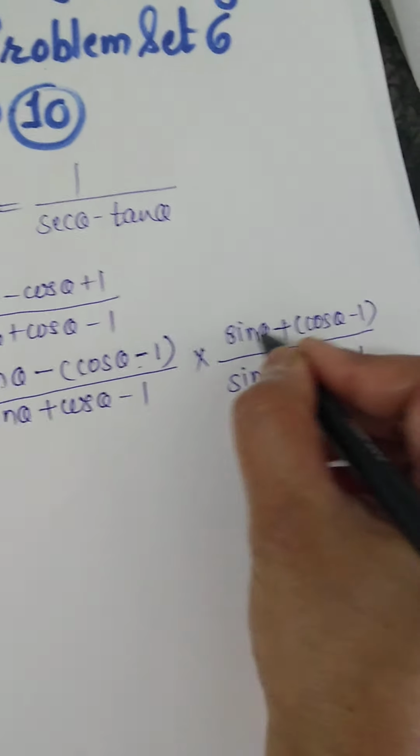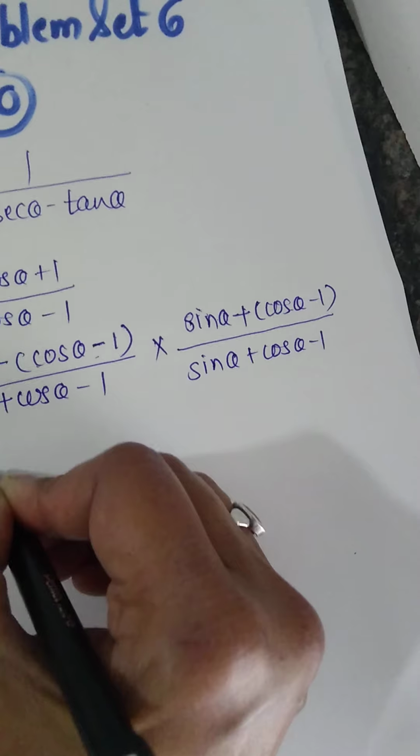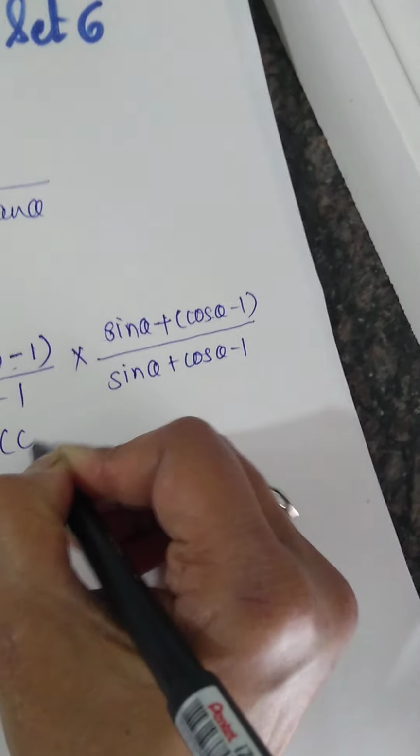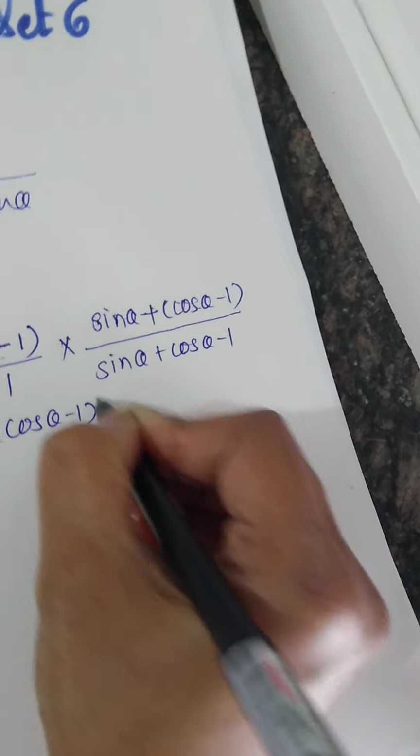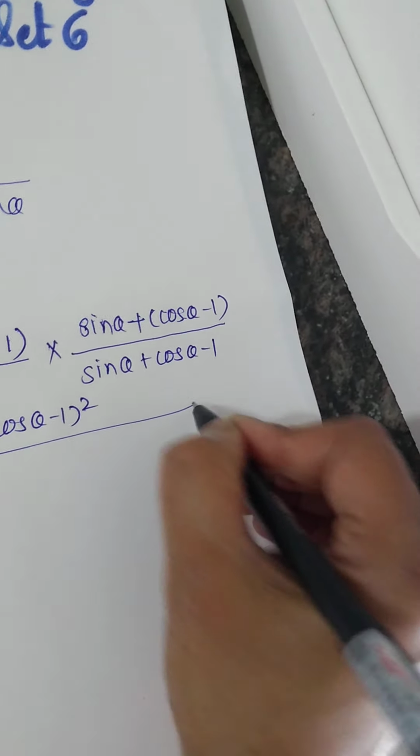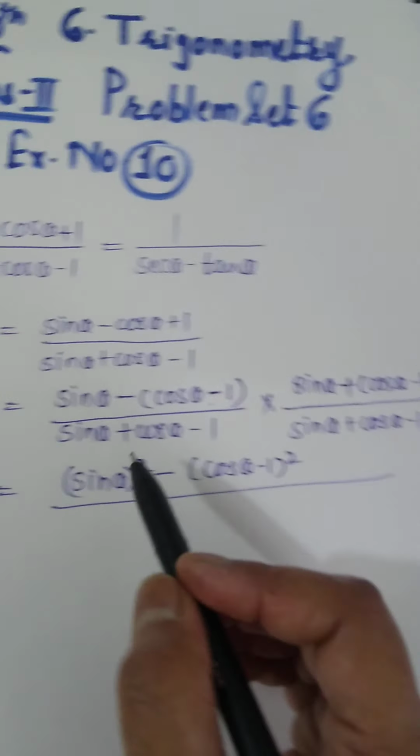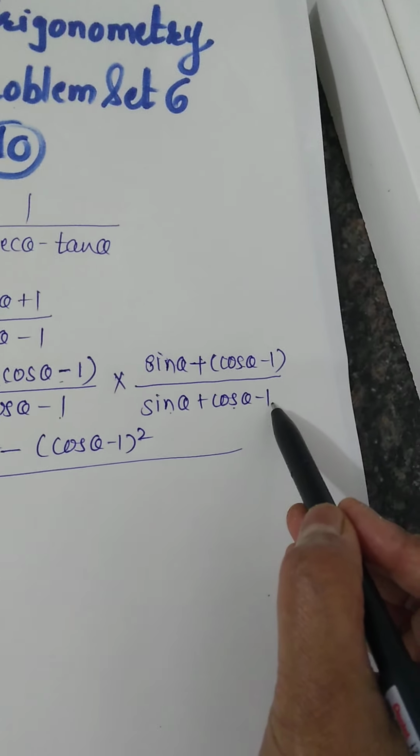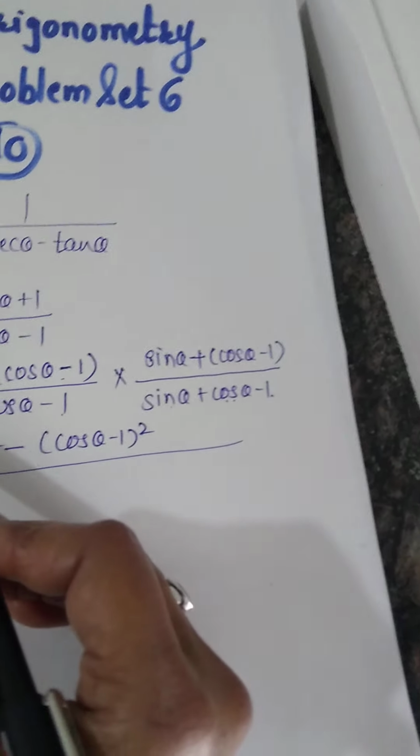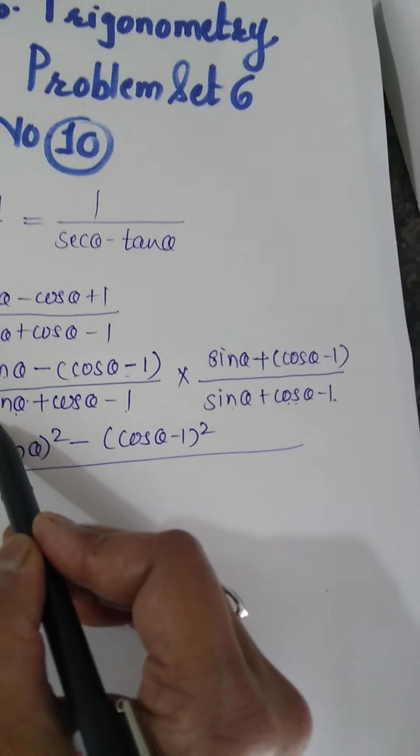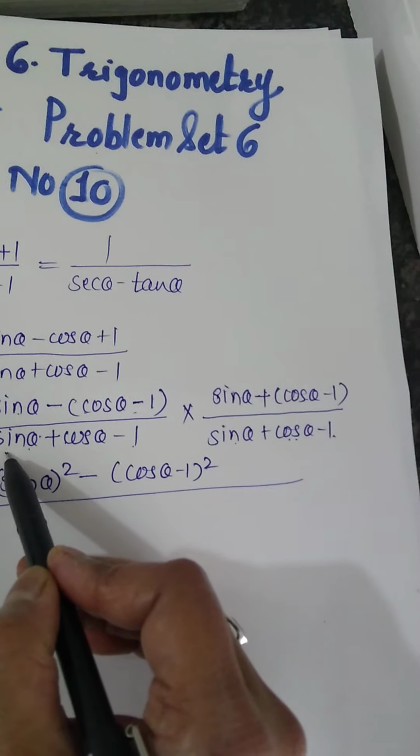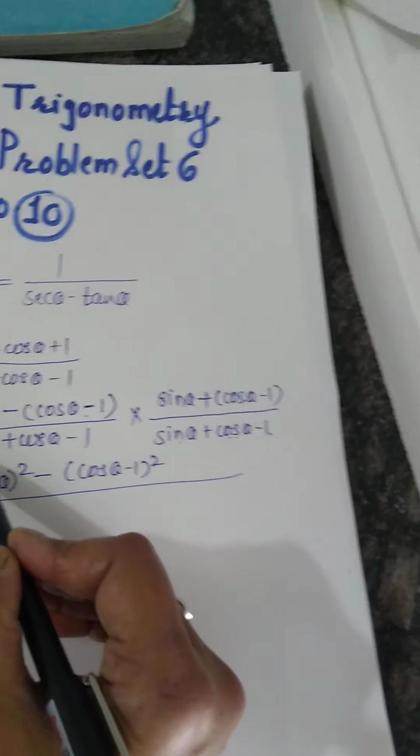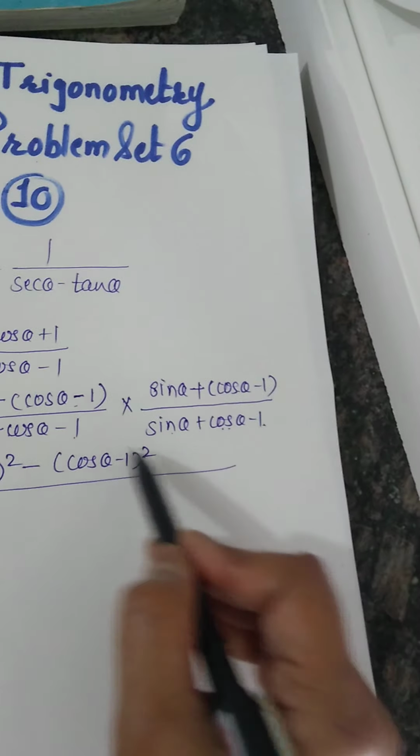Now A − B and A + B, so we write A square minus B square, which means (cos θ − 1) whole square. Now we have to multiply the term sin θ + cos θ − 1 by sin θ + cos θ − 1. It means each of the terms we have to multiply with the whole bracket.